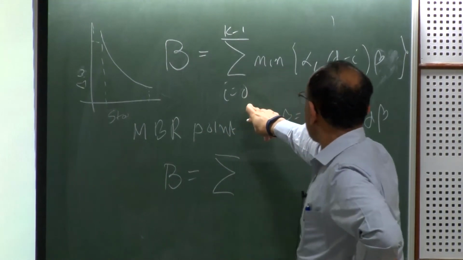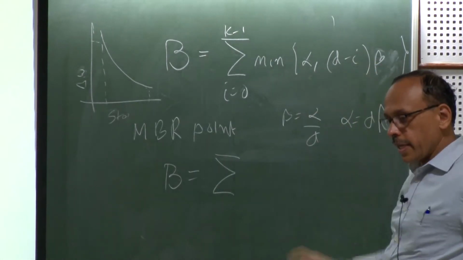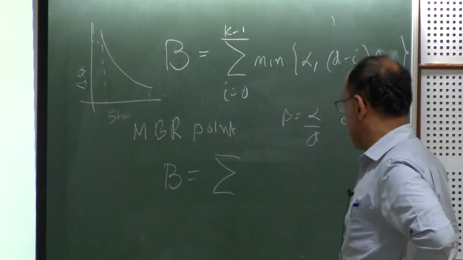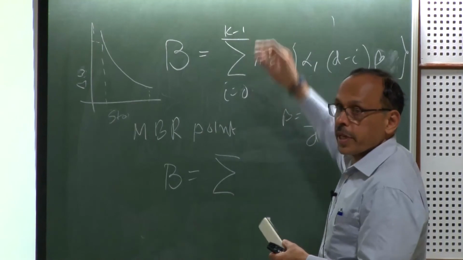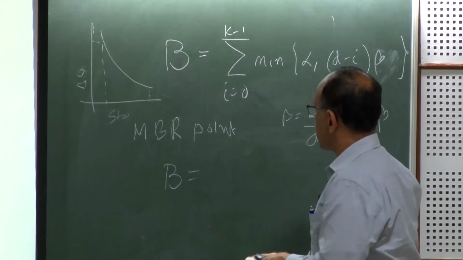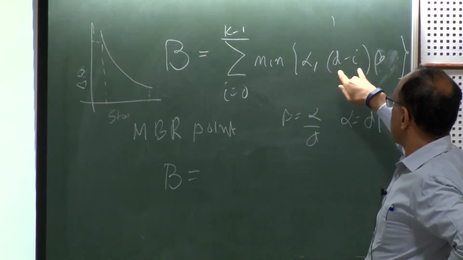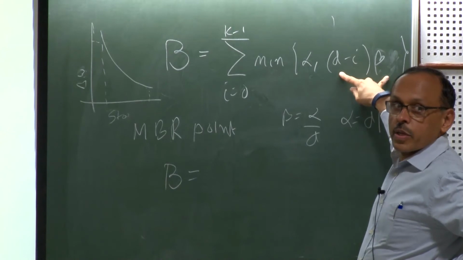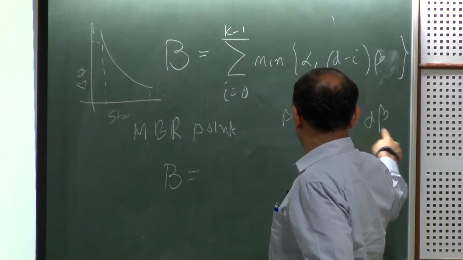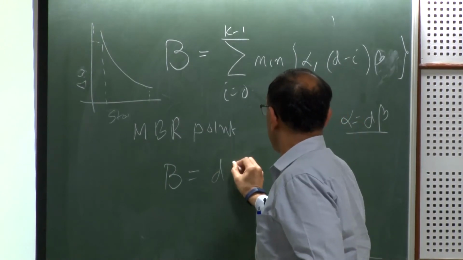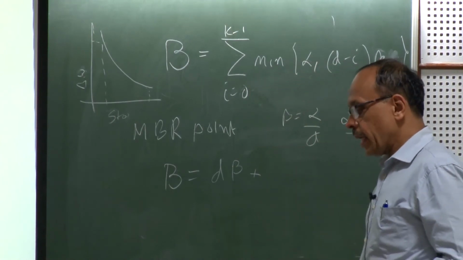So when i equals 0, it is the minimum of alpha plus d beta. So you choose d beta. I am going to expand this for everything, i equals 0, 1 up to k minus 1. Let's take i equals 0. When i equals 0, it's the minimum of alpha and, since i is 0, d beta. So obviously which will I show? d beta, right? It's because I choose now alpha equal to d beta in the MBR point. So d beta plus d beta.